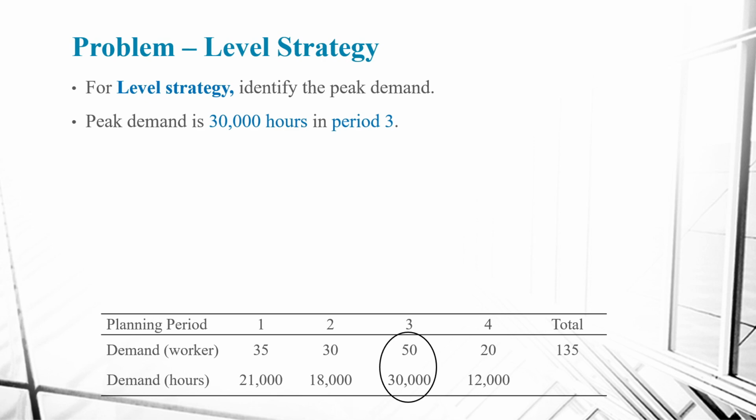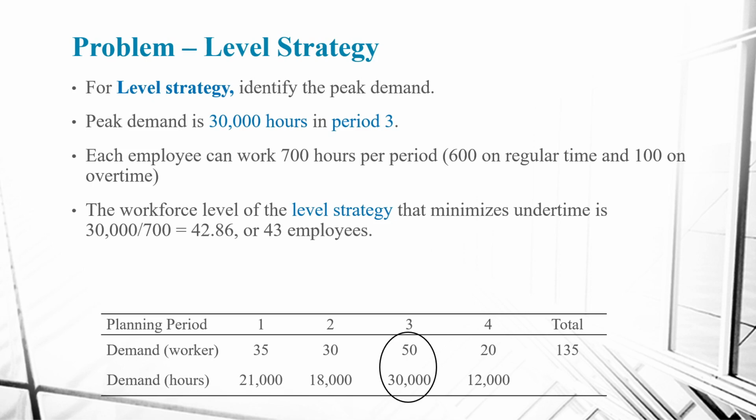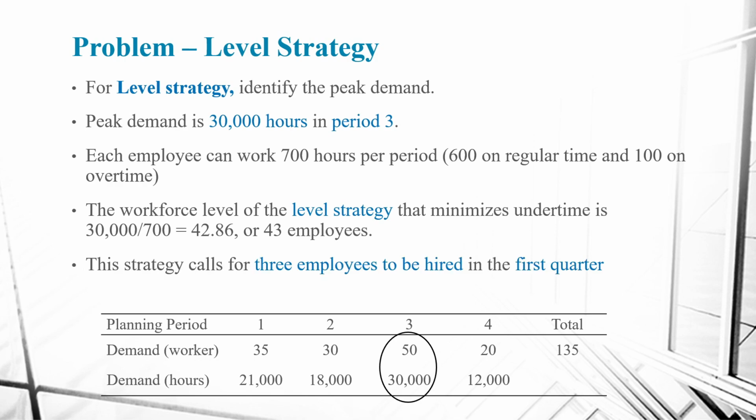Since each employee can work 700 hours per period, that includes 600 hours on regular time and 100 hours on overtime, the workforce level of the level strategy that minimizes the undertime is calculated by dividing the peak demand hours by the maximum number of hours each employee can work. So we divide 30,000 hours by 700 hours, that is equivalent to 42.86 or 43 employees. So that is the number of required workers to meet the peak demand in period 3. Now, in order to implement the level strategy, we will hire 3 employees in the first quarter.